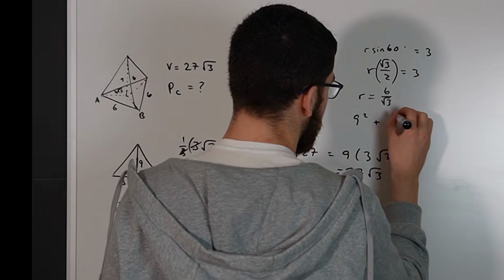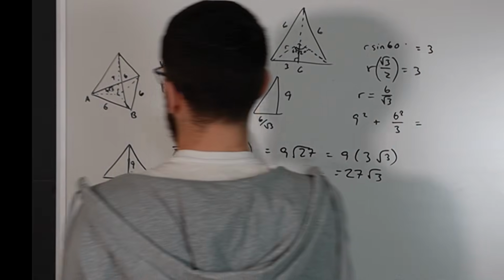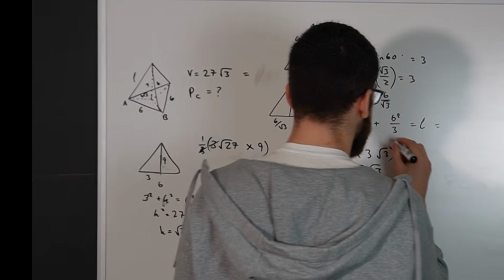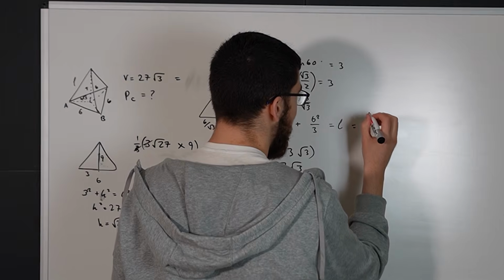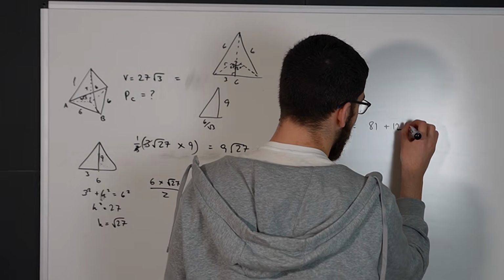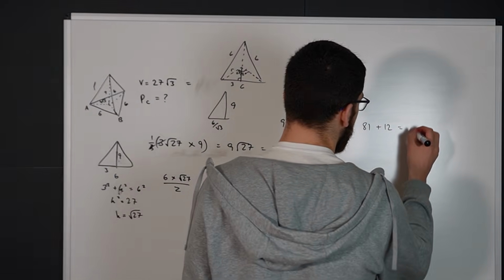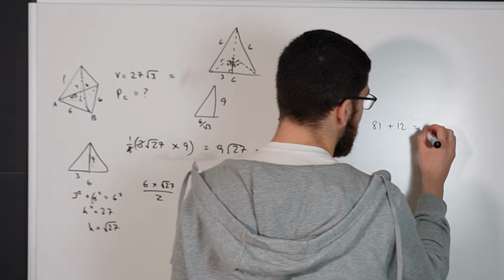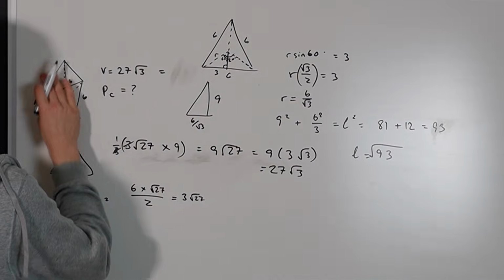9 squared plus (6 over root 3) squared, which is 6 squared over 3, equals whatever this length here is. We want to find this length, we'll call it L, so 36 over 3 is 12. 9 squared is 81, so it's 81 plus 12. That's way too big. Oh wait, L squared. Pythagoras' theorem. Okay, 81 plus 12 is 93, so L is root 93, which gives us this.